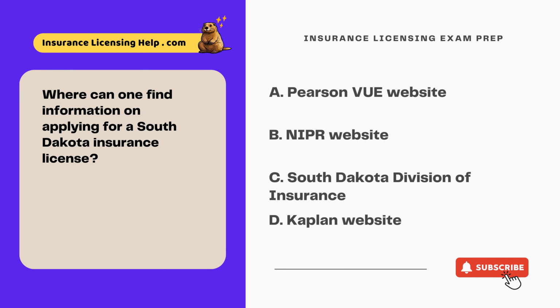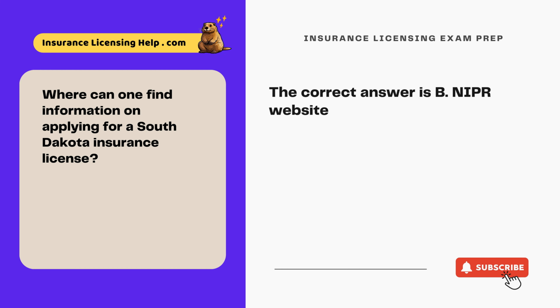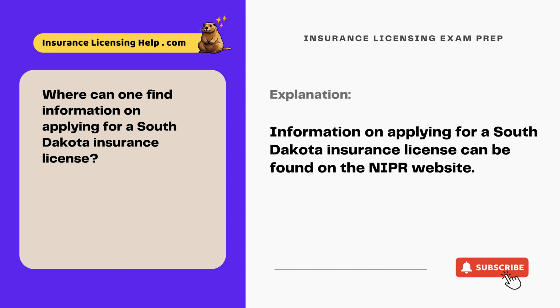Where can one find information on applying for a South Dakota insurance license? A. Pearson VUE website. B. NIPR website. C. South Dakota Division of Insurance. D. Kaplan website. The correct answer is B. NIPR website. Information on applying for a South Dakota insurance license can be found on the NIPR website.